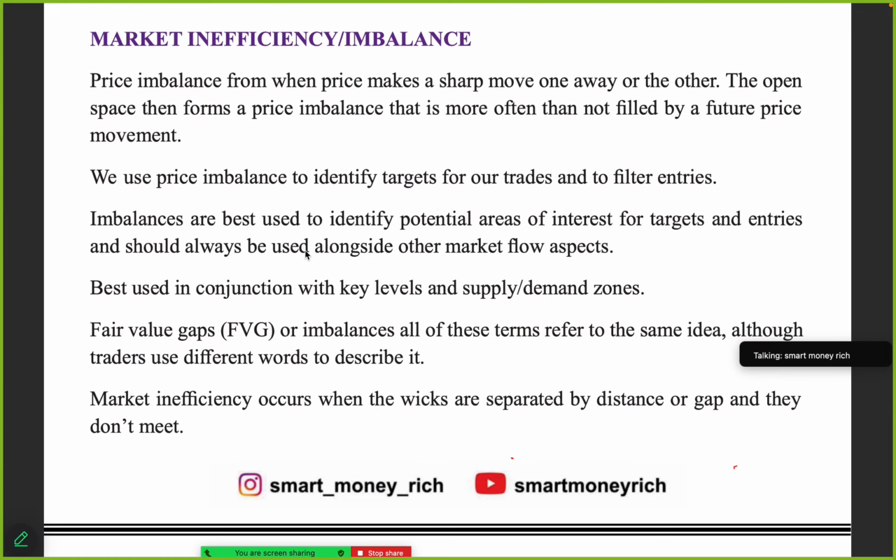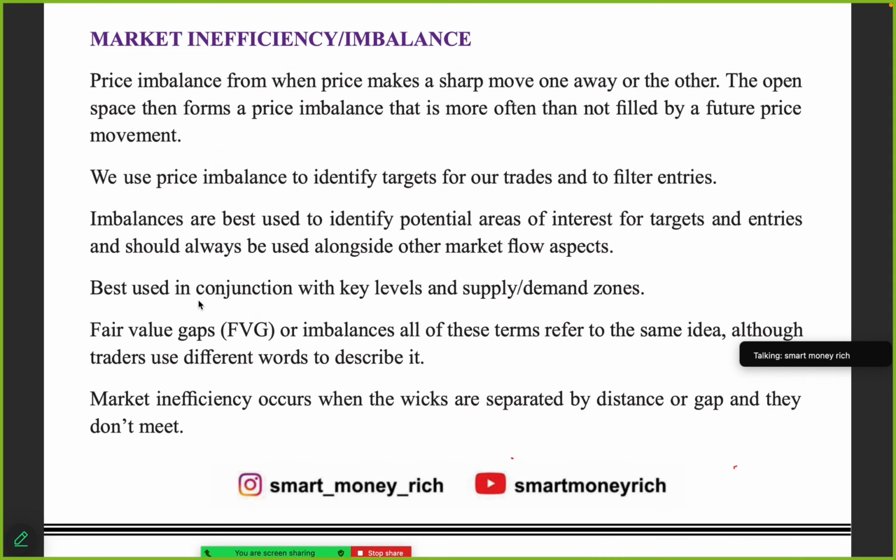Now, imbalances are best used to identify potential areas of interest for targets and entries, and should always be used alongside other market flow aspects. We don't use only imbalances for entries or for targets. We use them with other market flow aspects. We use imbalances with market structure. We use imbalances with supply and demand. You don't just use imbalances. I will show you guys now.